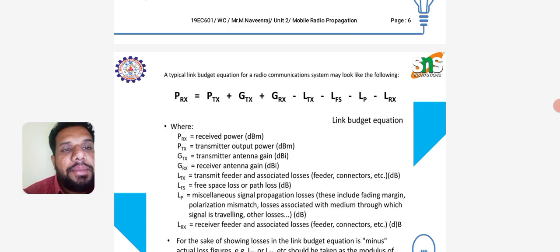Then LP means signal propagation losses because of fading and mismatching, the losses you get during the travelling time. LRX is the receiver feeder and associated losses, that is, the receiver feeder and receiver connectors, because of which we will have some losses. So all four losses are subtracted from your transmitted power plus the gains of both transmitter and receiver.